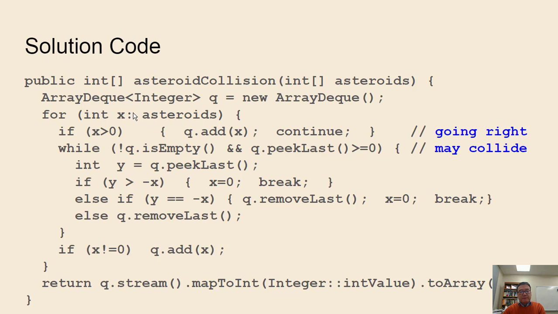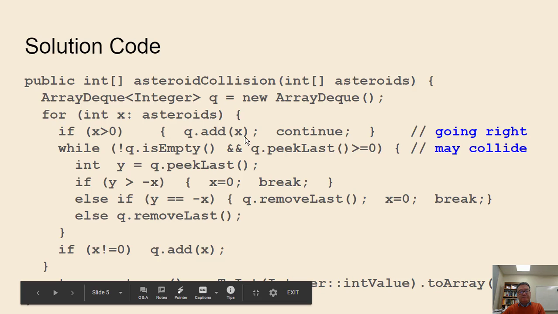So for every element here, if it's greater than 0, it's going right. It won't collide with anything that's already on the stack, so we just add it to the stack and look at the next one. Otherwise, the asteroid is moving to the left, so x is less than 0. Then we keep popping until the queue is empty, and until the last element we have is actually moving right. Because if the first guy on the stack is moving left, there's nothing else for us to do except add it to the stack.